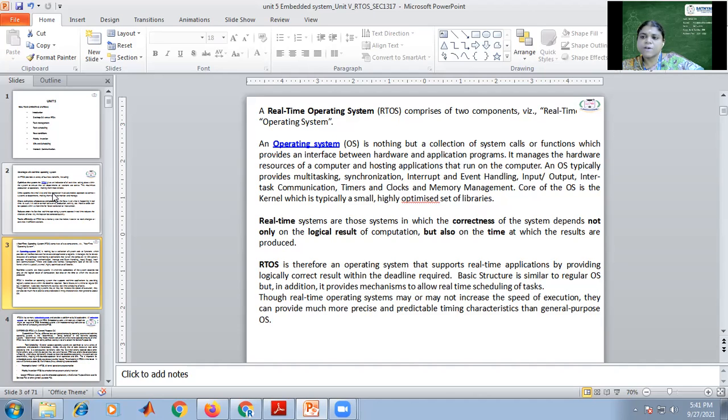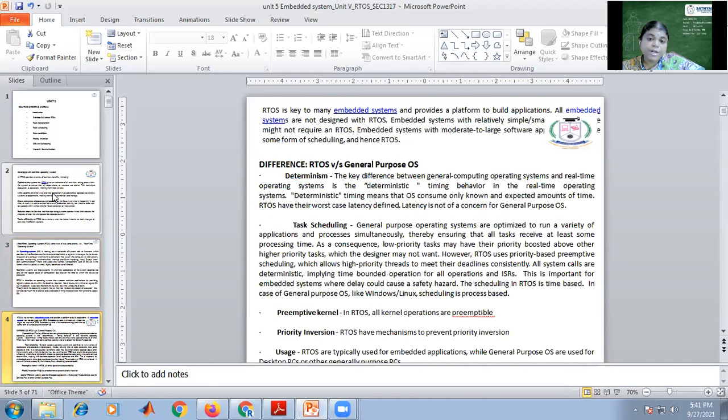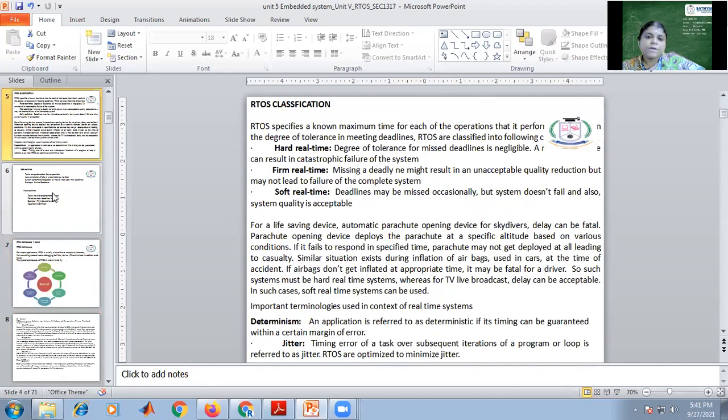So this RTOS is being used in large embedded systems, and we have two different types, hard and soft systems. Those systems which cannot tolerate even a small delay are called a hard real-time operating system, and the ones that can have a small tolerance are called a firm real-time system.